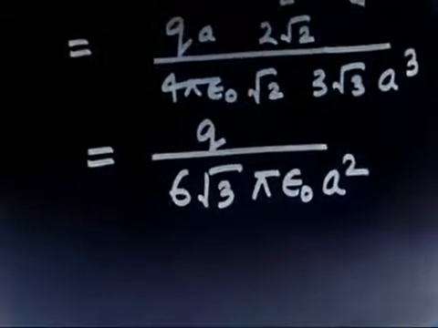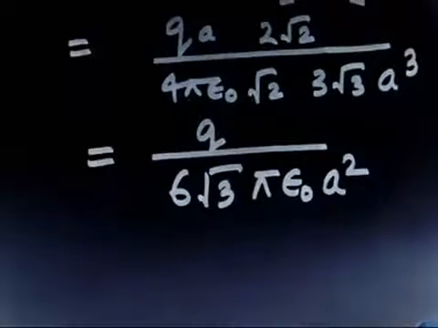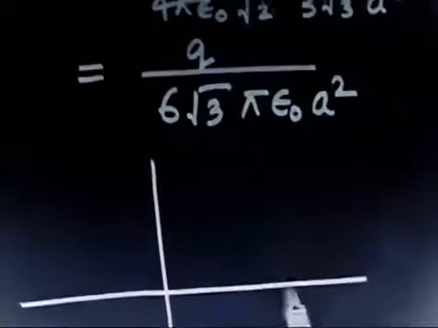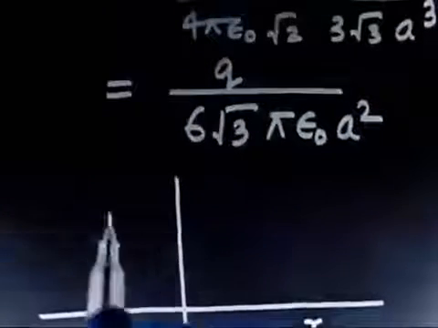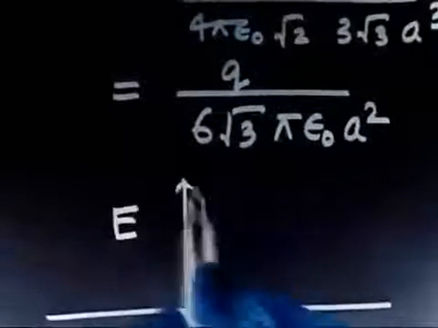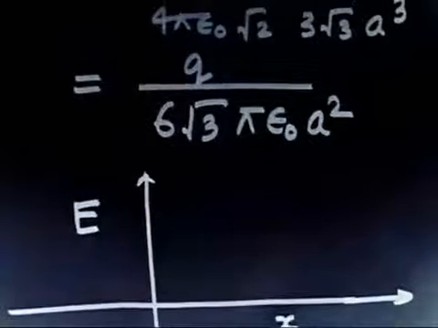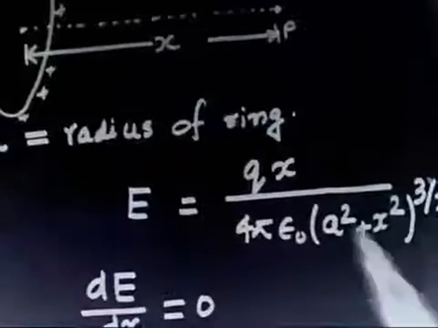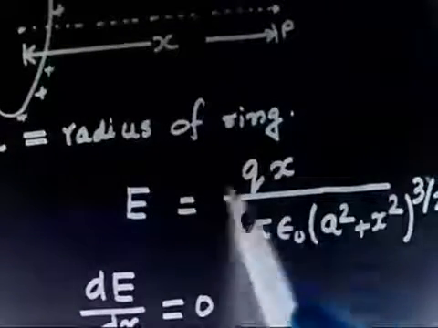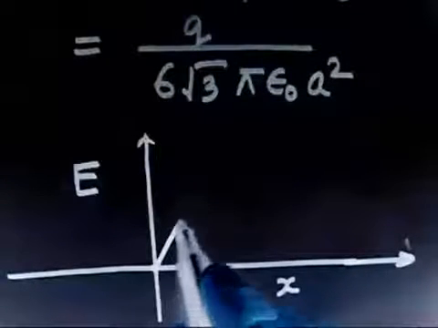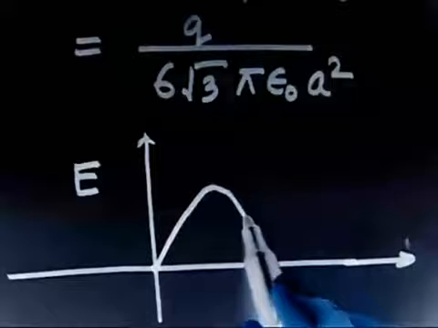Now the question also says, can you plot this electric field as a function of x? So let us say I have x this side and I have electric field this side. So for x equals 0, electric field is 0. You can check here itself. When x is 0, electric field is 0. Initially it will increase and then it will decrease.